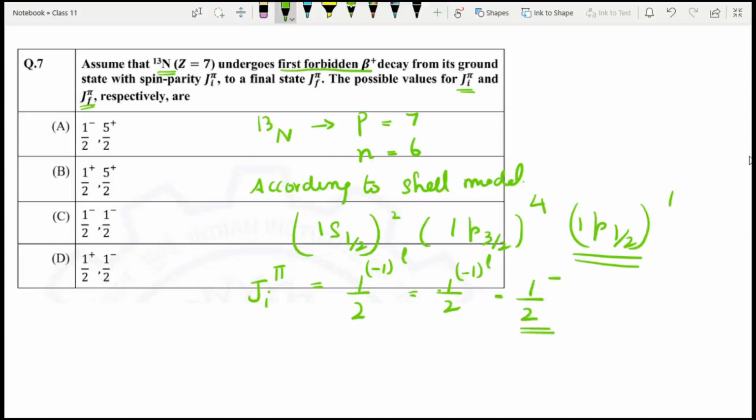If you see, option B is incorrect and option D is also incorrect, because here the parity is given as plus. We have to find only the final state. In case of first forbidden beta plus decay, there must be a change in parity. Now if you see the options, in option C there is no change in parity. Only in option A there is a parity change. So the answer is option A.